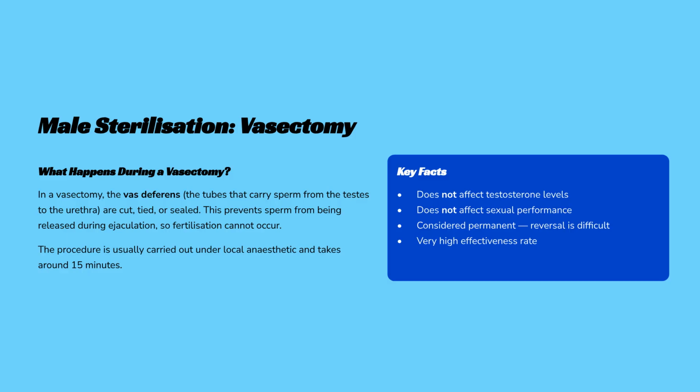A vasectomy for males involves cutting or sealing the vas deferens, which are the tubes that carry sperm from the testes. This prevents sperm from being released during ejaculation. It is a quick, highly effective procedure.